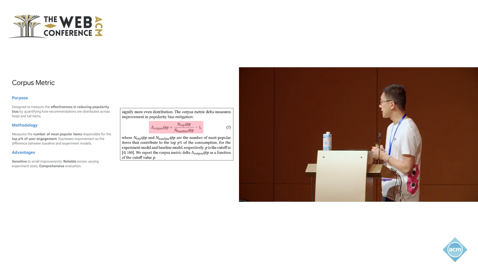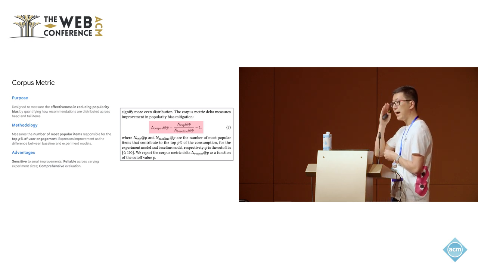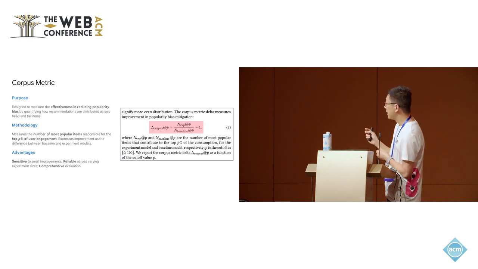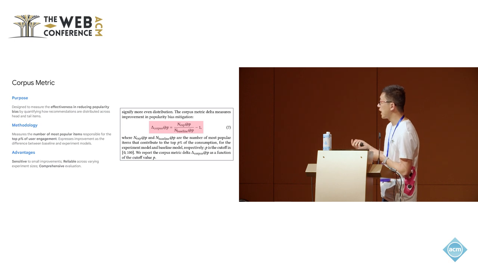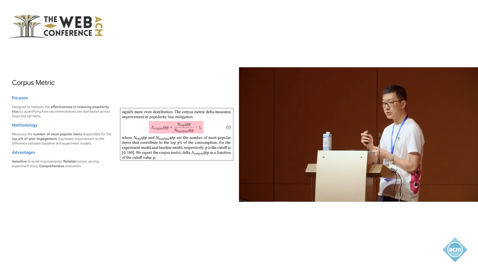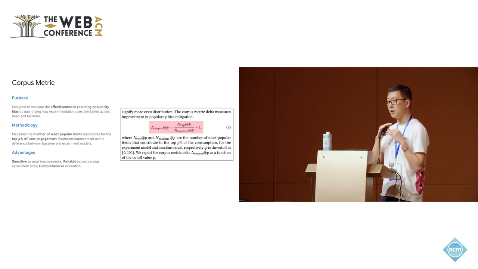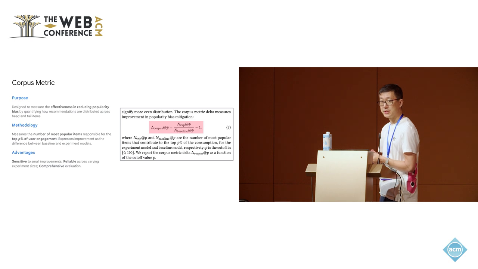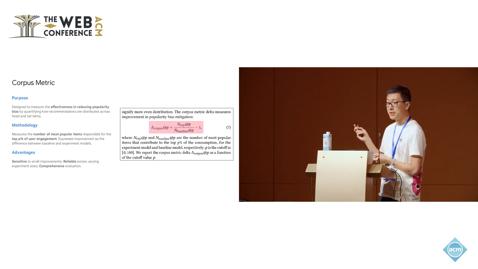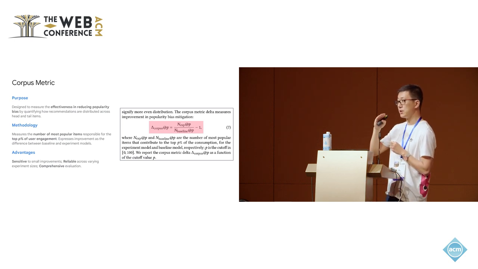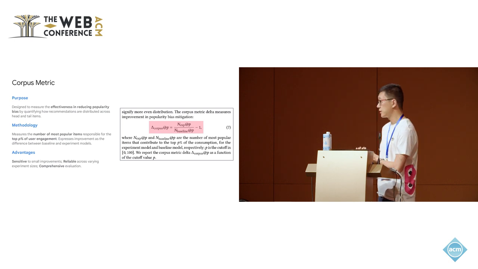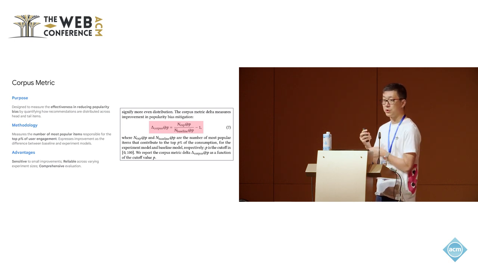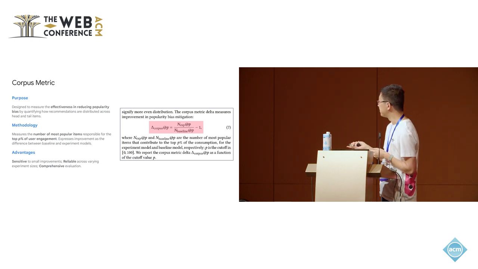The definition of this metric is actually quite straightforward. We essentially rank the items by their popularity, and then we look at the number of most popular items that accounts for the top P percentage of user engagement. The higher the number, the more diverse the system is and the less popularity bias. Then, given two models, one base model and one experiment model, we just look at the percentage difference between these two models. This is what we use as a corpus metric. Notice that it's a function of P. So this won't give you just one number. It will give you essentially a line or a spectrum of the corpus metric. So this will give us a more holistic understanding of the system.